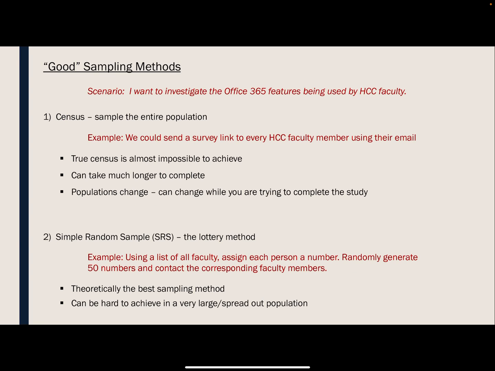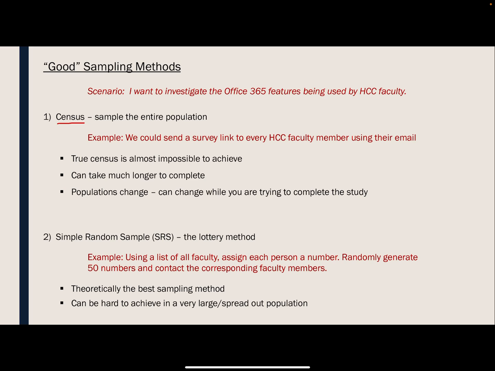So the first thing that we can talk about, the first type of sampling method, is a census. A census just means that we sample the entire population. It sounds ideal, but honestly, it's not always ideal. A lot of times a population is very large and can be very difficult to sample everyone in the population. It also can take a long time to complete, and while you're then trying to complete this census, the population might be changing.